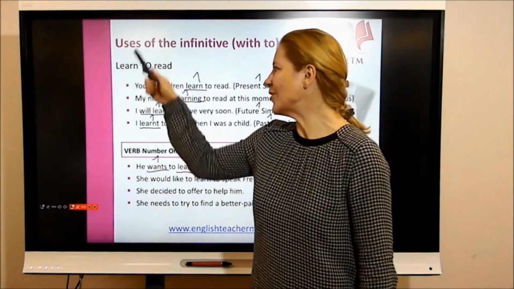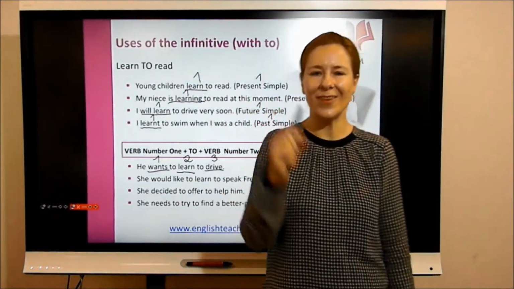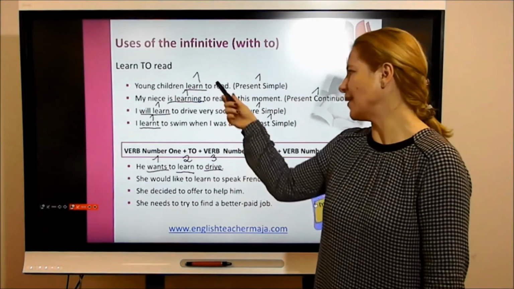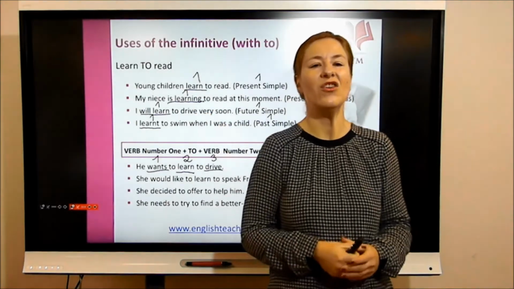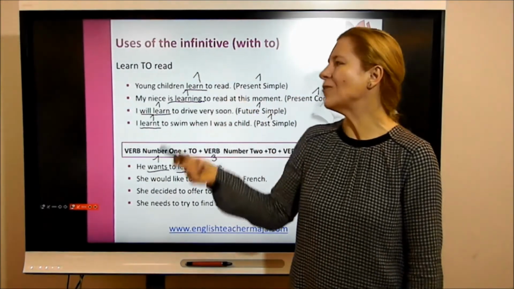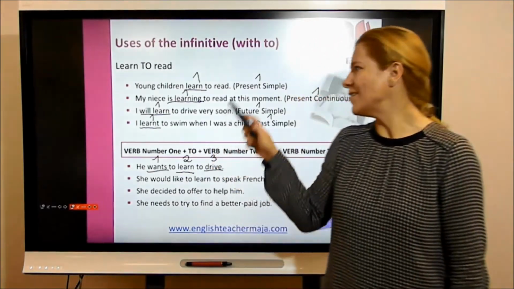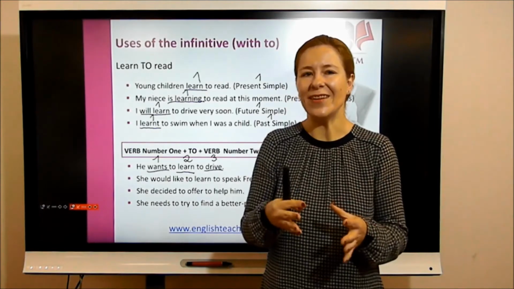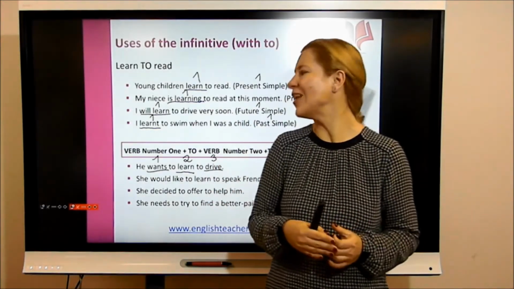With the same verb, learn, but in different tenses. So learn is the first verb in the sentence. That's why you can apply tenses. You could say learn in present simple, is learning in present continuous, will learn in future simple, and learned in the past. And you know that after learn you need to use to plus infinitive. That's why we have to read, to drive, to swim. So the infinitive, no changes, no endings, just a very basic form of a verb.